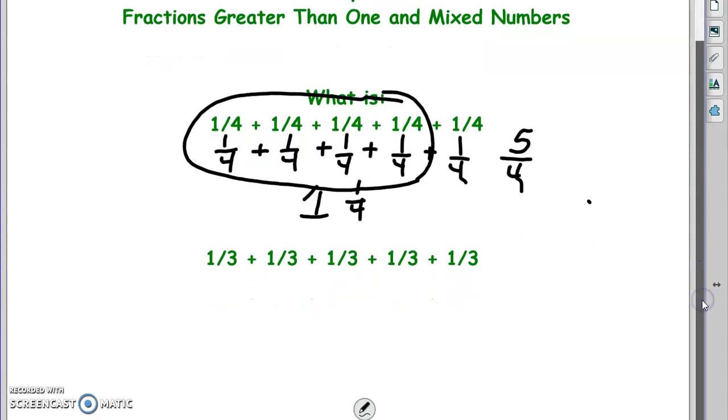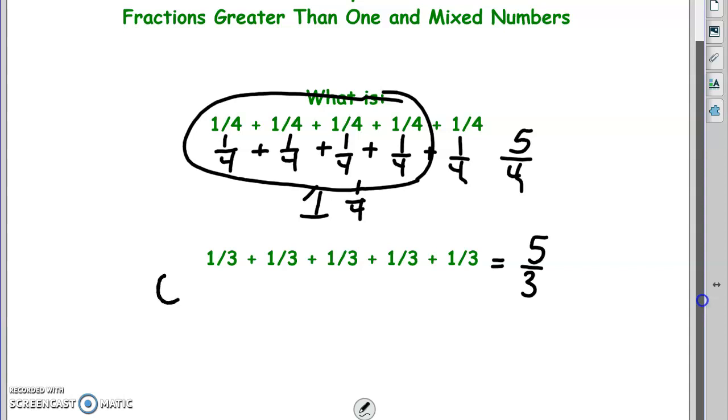Let's try this one. So we've got 1/3 plus 1/3 plus 1/3 plus 1/3 plus 1/3. And I'm going to avoid the temptation to write those going up and down. How many do we have? 1, 2, 3, 4, 5. We have 5/3. 5/3 again is an improper fraction because the numerator is bigger than the denominator. So we want to know how many wholes we have and what's left over. So since we're dealing with thirds, we have to say to ourselves, how many unit fractions, how many thirds would be in one whole?